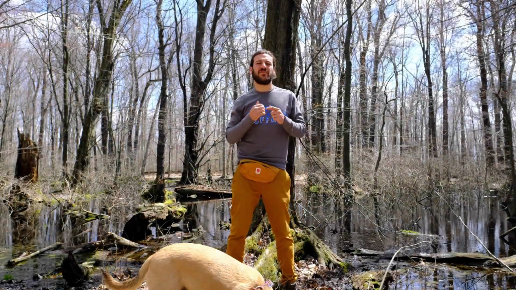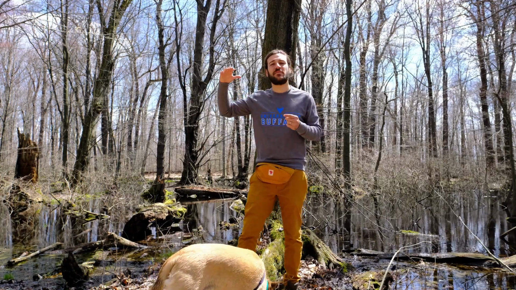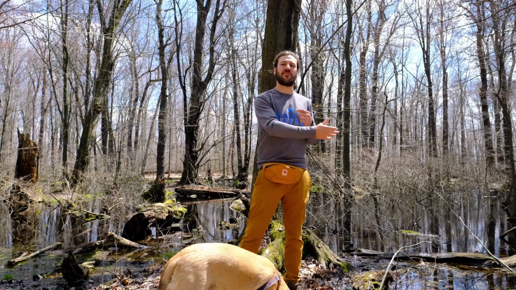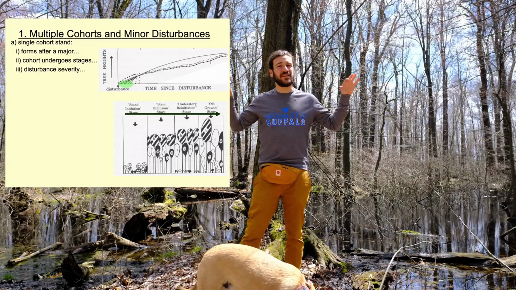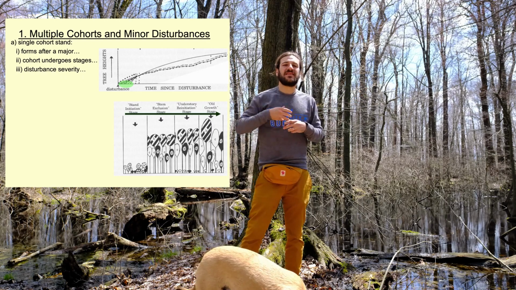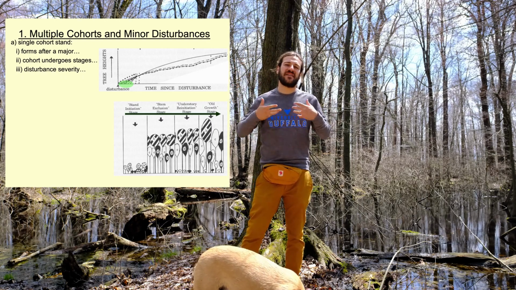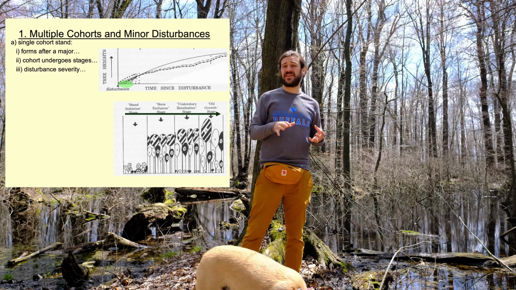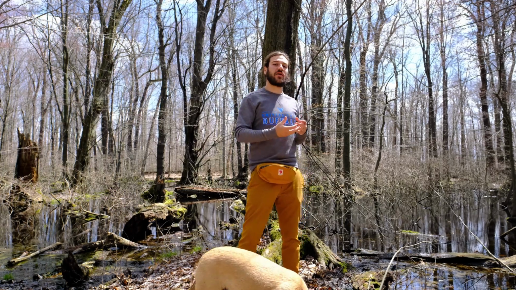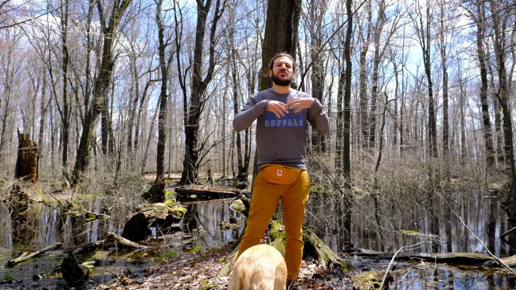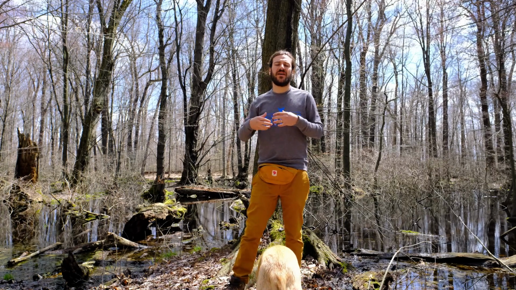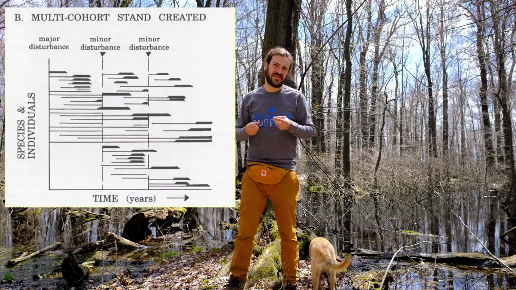So in last lecture, we talked about single cohort stands. As a quick refresher, a single cohort stand develops as a major disturbance comes in a forest. That major disturbance kills all or most of the trees in that area, and you get these 4 stages of stand development that follow. Now in today's lecture, we're focusing on multi-cohort stands, and in a multi-cohort stand, you have that area driven to be a multi-cohort stand when there are minor disturbances involved.